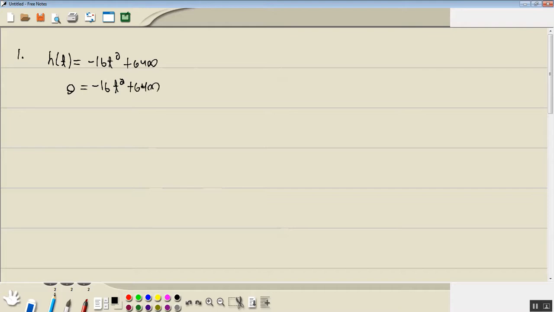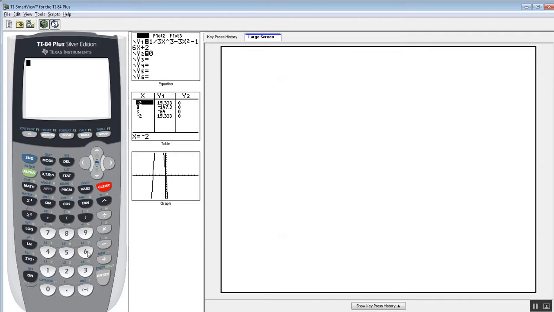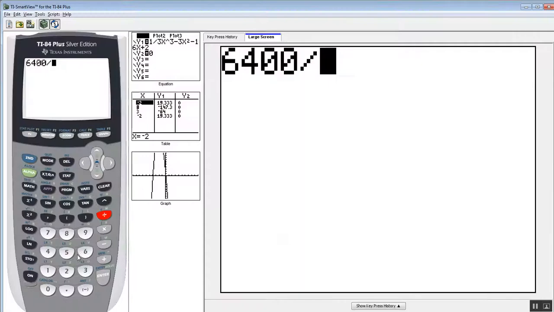Now in this one, I'm going to take negative 16t squared to the left side. It becomes a positive 16t squared equals 6,400. I'll divide both sides by 16. And 400? Better check. 6,400 divided by 16.